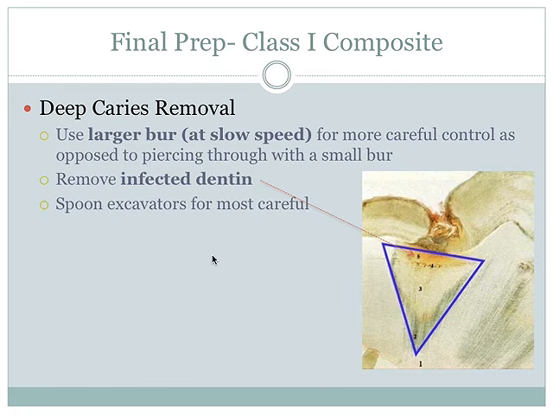So pretty much the largest burr that you can fit in that area safely in a slow speed handpiece is great, because you have careful control as opposed to piercing through with a smaller burr in a high speed handpiece, or even compared to a hand instrument, which can be deceivingly dangerous, because if it's an explorer or something, you can pierce right through a couple millimeters without even knowing.